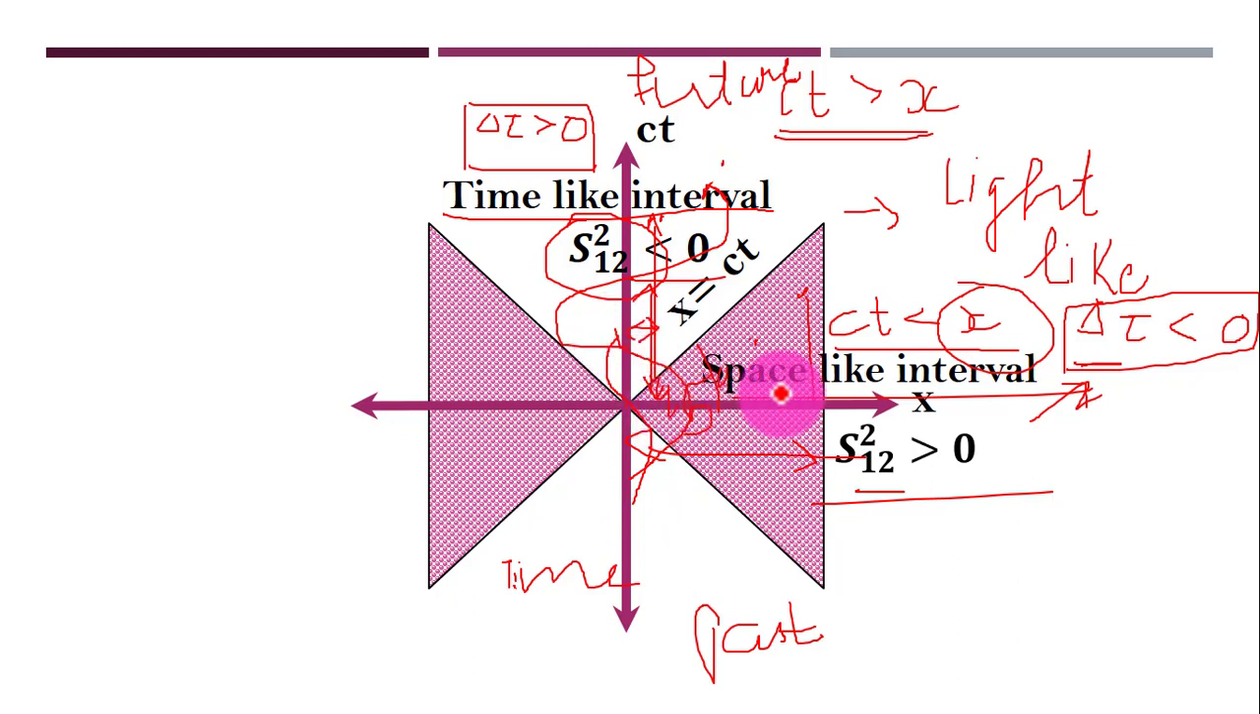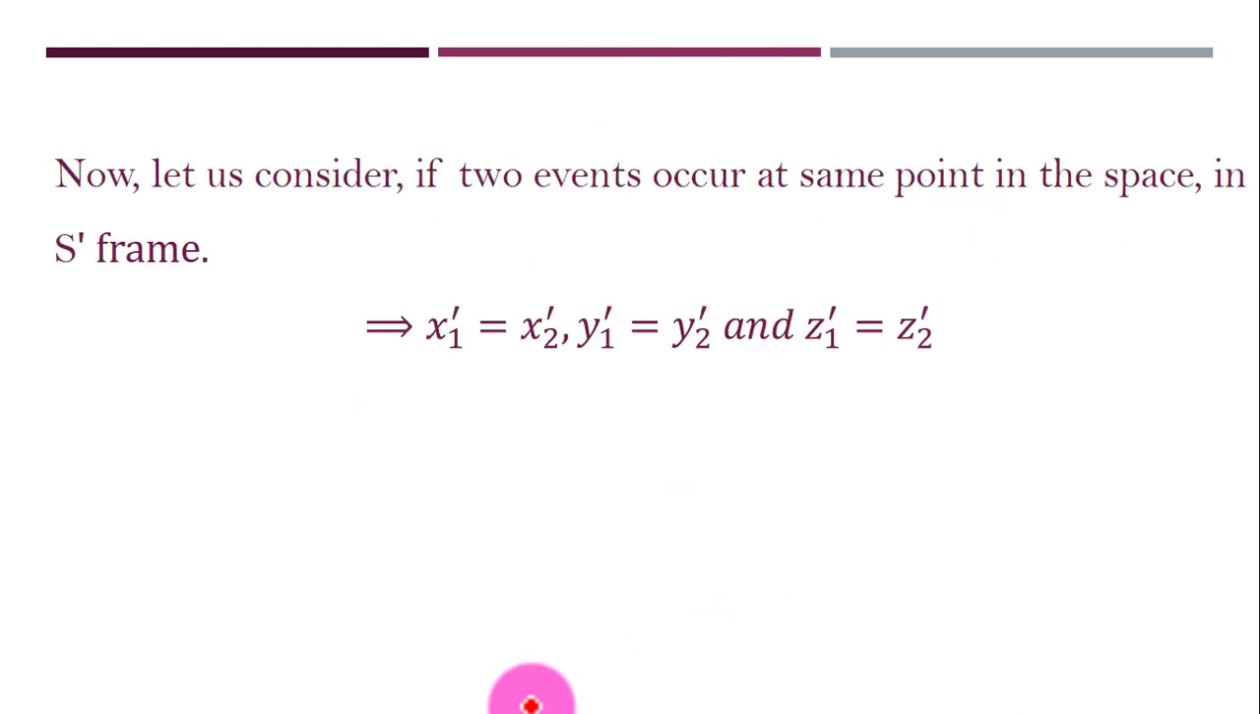It can never move into this region. So always the origin will be closed, you can say. These events are known as space-like and time-like intervals. I have already defined this term, so let's just skip it.